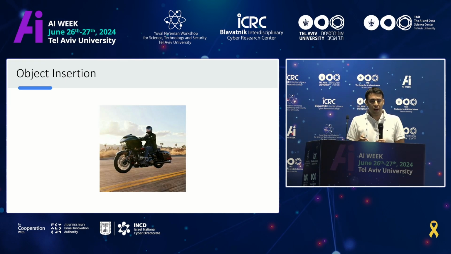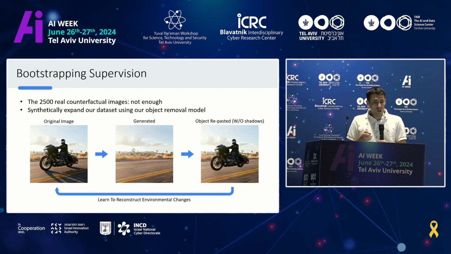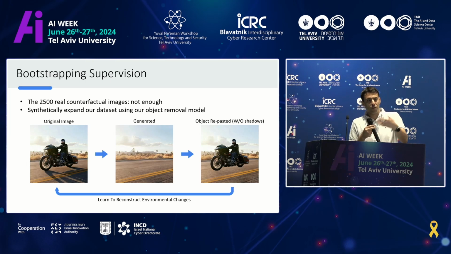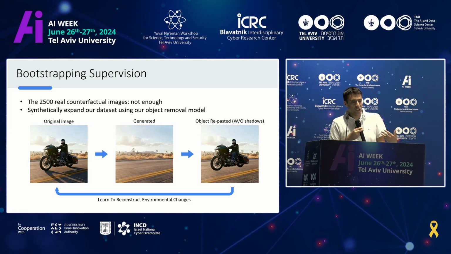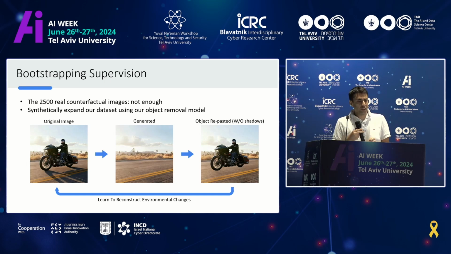So you have to have these environmental effects to make these things look realistic. So the obvious idea was to take our counterfactual data set, because it acts both as a removal data set and, on the other side of it, as an insertion data set. But 2,500 images were just not enough. And it's expensive to collect more pairs, so we didn't do that.